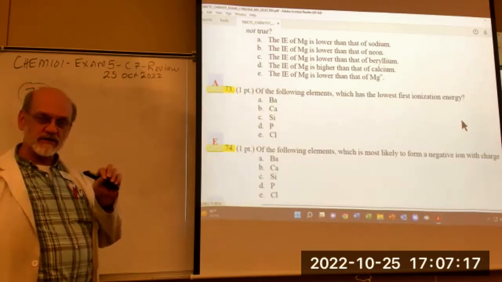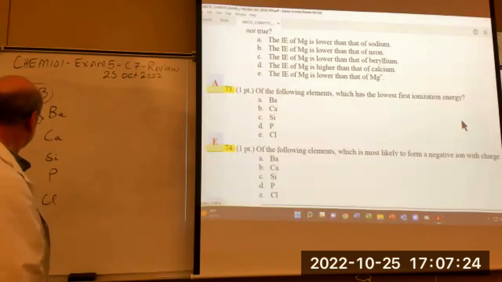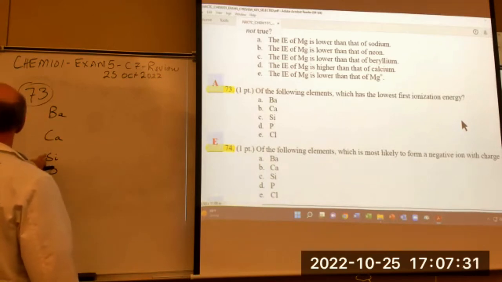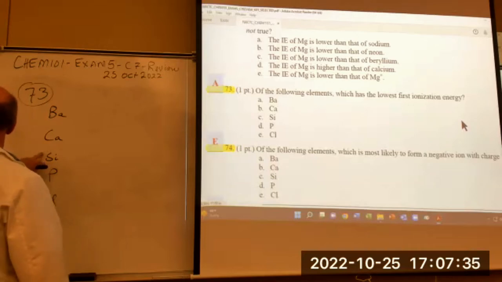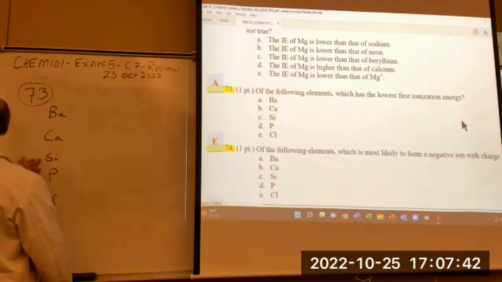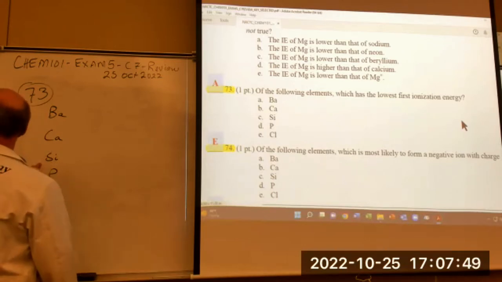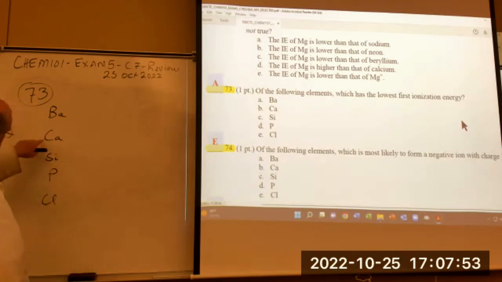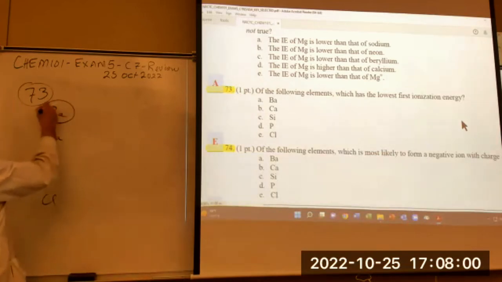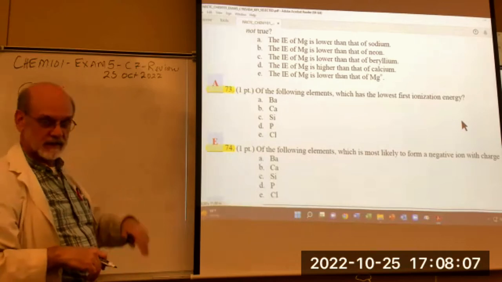Remember, the lowest ionization energy is going to be in the lower left-hand corner. And the highest ionization energy would be the upper right. So let's see if any of those work. Chlorine's pretty close to the upper right. Phosphorus and silicon are lower than chlorine because they're to the left and below. If we keep going left and below, we get to calcium. And then if we keep going down from calcium, we get to barium. Barium should have the lowest first ionization energy because of where it is in the periodic table. Lower left.